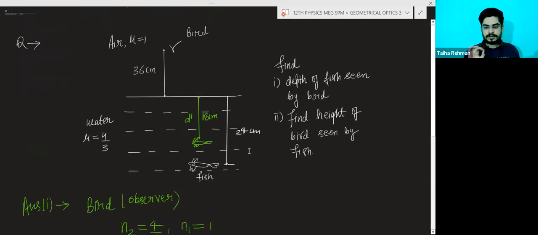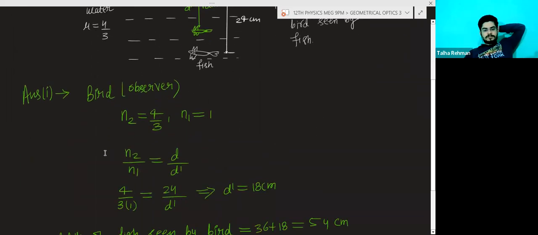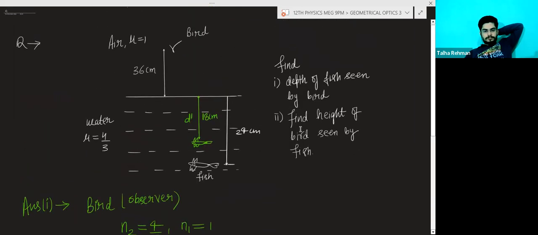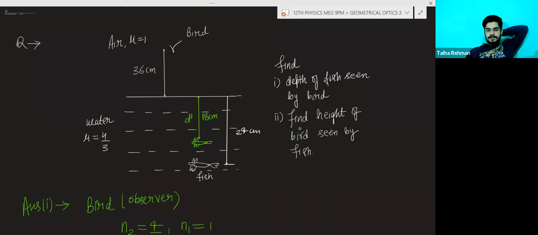Okay, do one thing. Take your pen and copy, and try to solve the question number second and tell me the answer. You have to apply this formula. I am writing the formula here: N2 by N1 is equal to D by D dash. What is N2 and N1, D and D dash, you know. Take the time of 3 minutes and try to solve this.